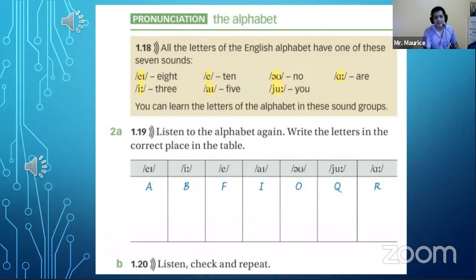Okay, so let's continue. Audio 1.19. 1, British. Okay, that's the number 1. 2, The United Arab Emirates. Okay, so that sound goes to 6.